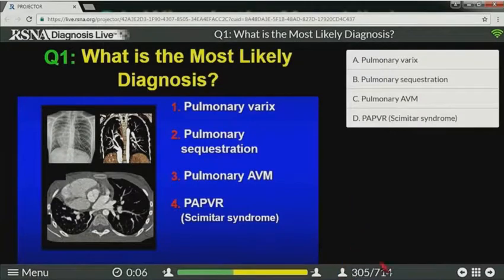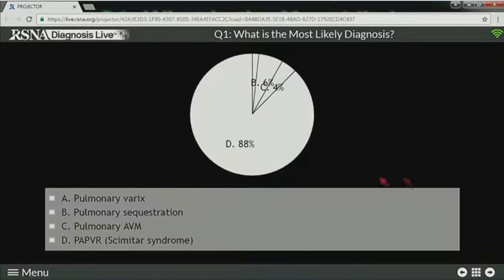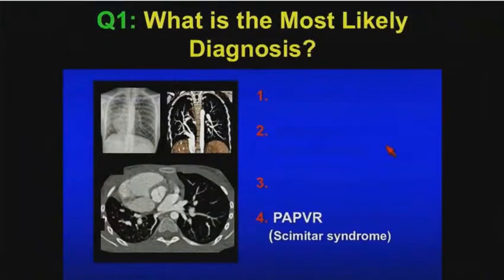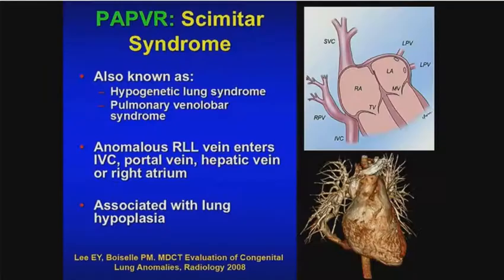We did go over 700 people. Great. So you have 5 seconds to pick the right answer. 4, 3, 2, 1. Now we're going to look at what we selected. A lot of people picked D, which is partial anomalous pulmonary venous return. It's scimitar syndrome. And the correct answer in this case was indeed scimitar syndrome, or partial anomalous pulmonary venous return, returning from the right lower lobe, which is also known as hypogenetic lung syndrome or pulmonary venolobar syndrome.